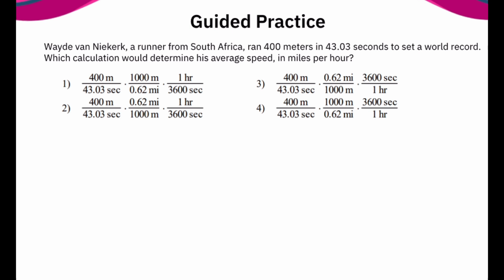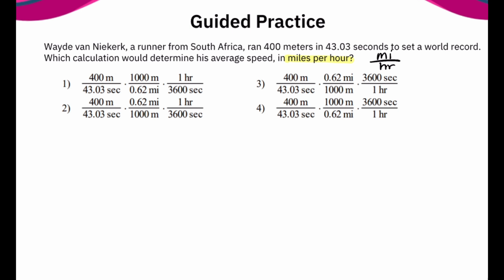matches our desired unit. So in this problem, Wade, a runner from South Africa, runs 400 meters in 43.03 seconds to set a world record. That's pretty cool. Which calculation would determine the average speed in miles per hour? So that's what we're looking for. We want miles over hours.